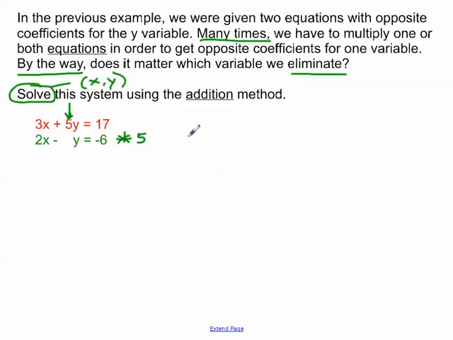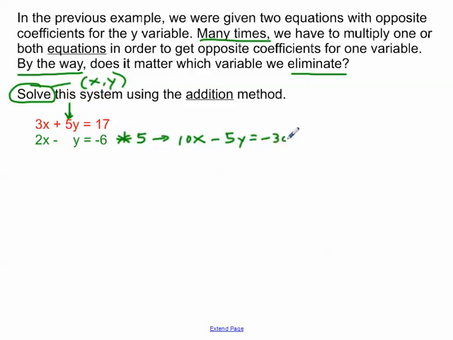2x times 5 gives me 10x. Negative 1y times 5 gives me negative 5y, and that's the reason that we multiplied the original green equation by 5, so we could get a positive 5 here and a negative 5 there. And that's the reason. So now we continue and multiply our originally green equation by 5 equals negative 6 times 5, negative 30.